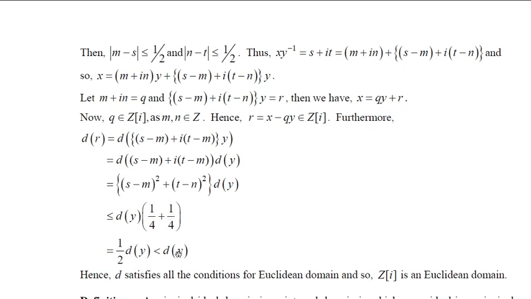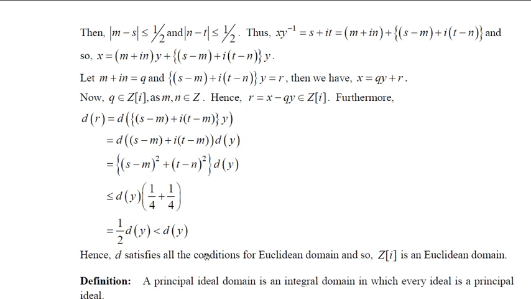Which one is greater, d of y or half d of y? We know that d of y, which is 1 times d of y, is greater than half d of y. So we have proved d of r is less than d of y. That means we have proved that there exist q and r in Z of I such that x can be written as qy plus r with d of r less than d of y. Therefore, all the conditions of a Euclidean domain are satisfied and Z of I is a Euclidean domain.